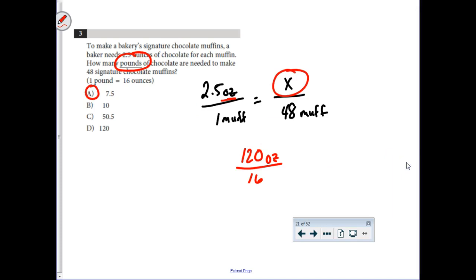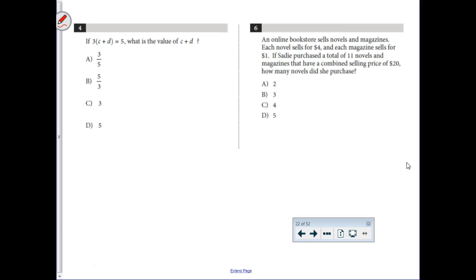Or if you're a super baker, you already knew that answer. No. I don't even follow recipes. Just throw stuff together. Hope for the best.